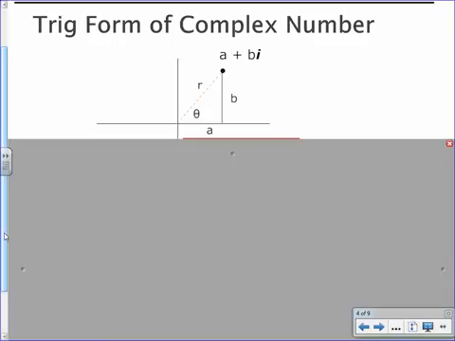Okay? We write the number as a plus bi. Right? Here I have a picture. When we plot a plus bi, we travel a on the real axis, and then we travel b along the imaginary axis. Okay? We get a nice angle. I've labeled it as theta. We can call the absolute value r. Kind of looks like a radius if you want to think about it that way.